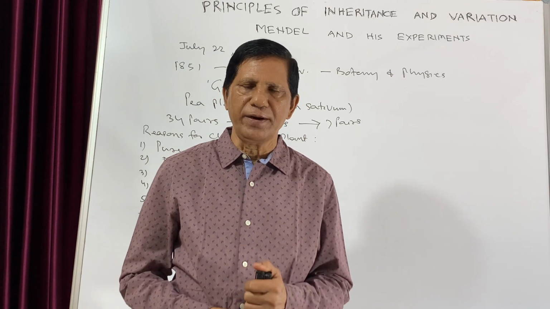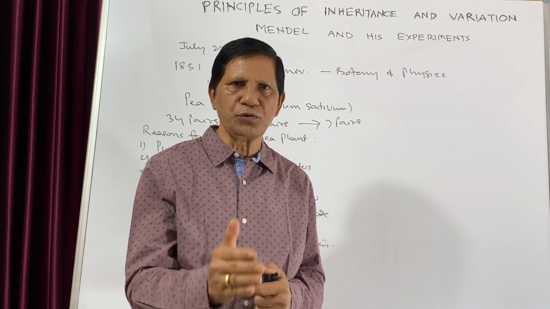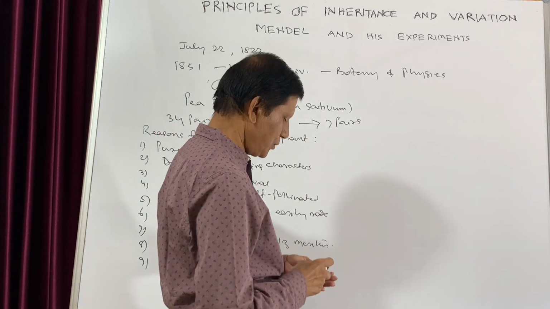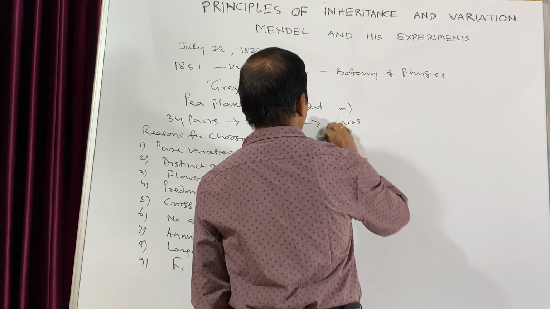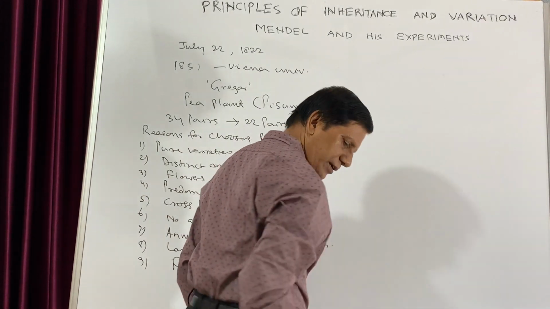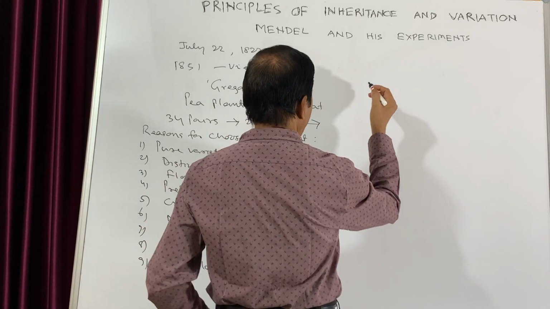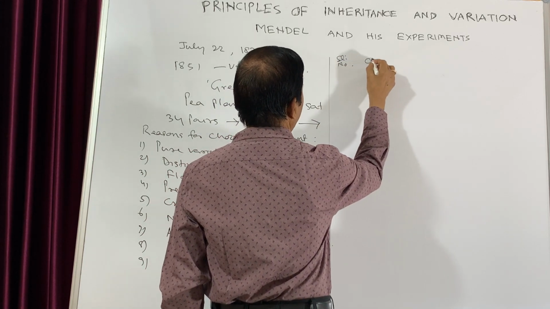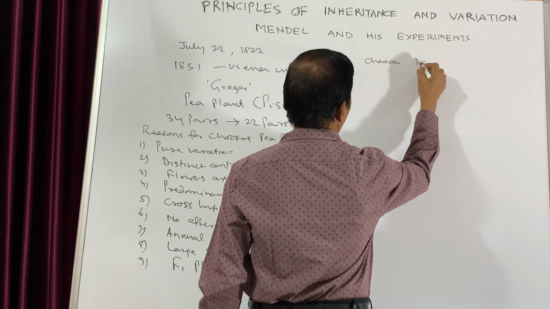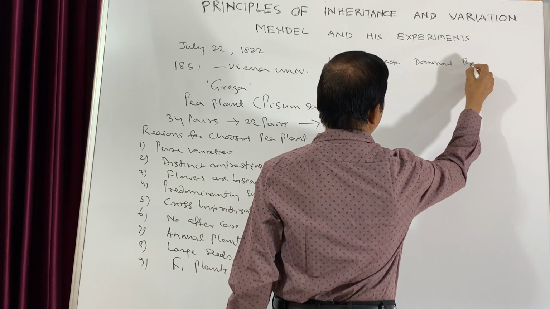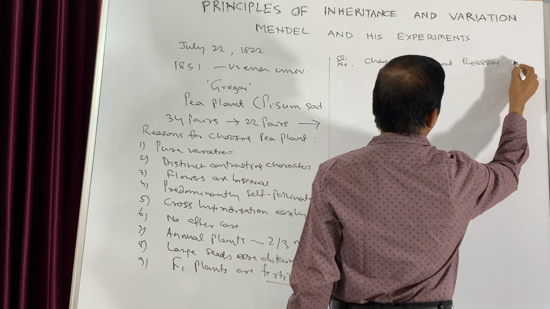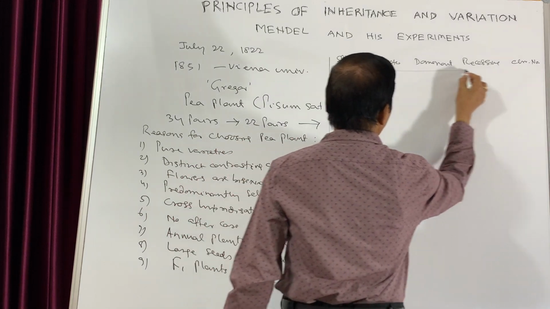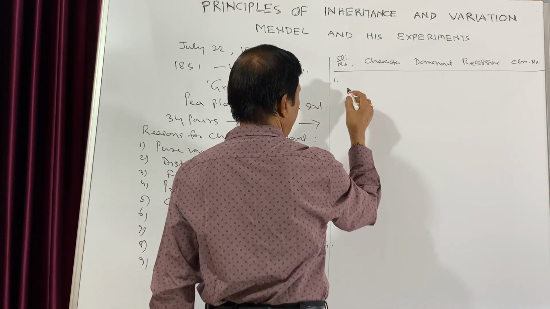Now, the next question comes to our mind. What are the 7 pairs of characters he chose for his experiment? So we have to answer that question. So the 7 pairs of characters which he chose, let us discuss here. Now the 7 pairs, now if you write here the serial number, then character, then the dominant, then recessive, and then the chromosome number in which the character is present. Now, number 1 character is stem height.